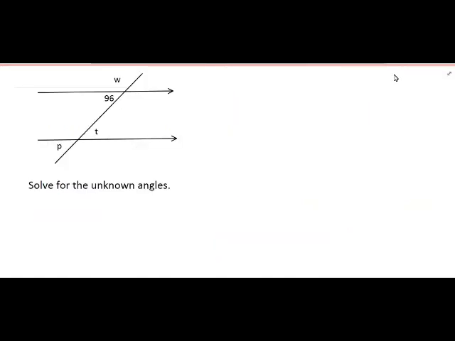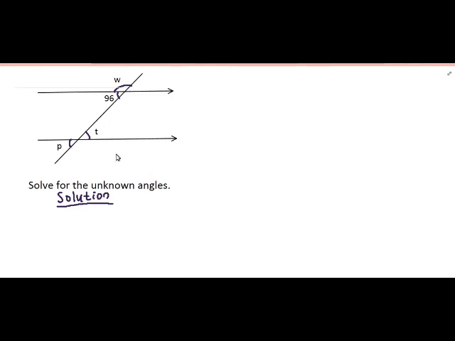Okay, we'll have a parallel line and a transversal cutting across the parallel line. So we'll have angle W here and a 90 degrees angle. We'll have angle P and angle T, and they said solve for the unknown angles. Solution. Let's go ahead and solve this question.